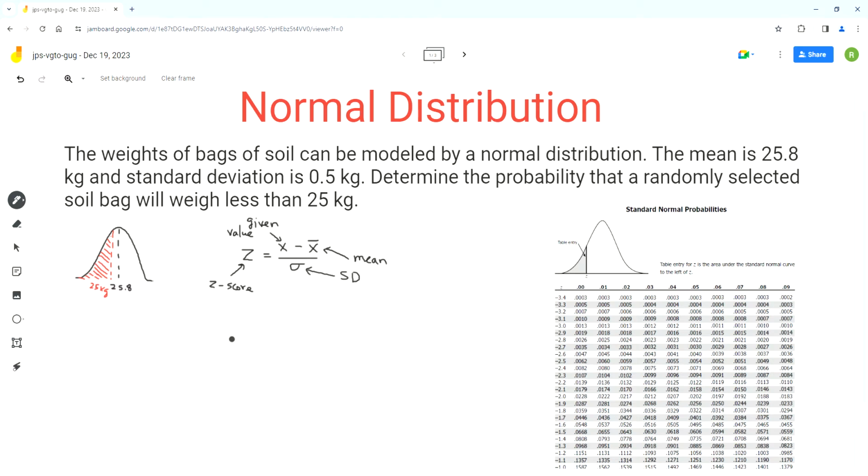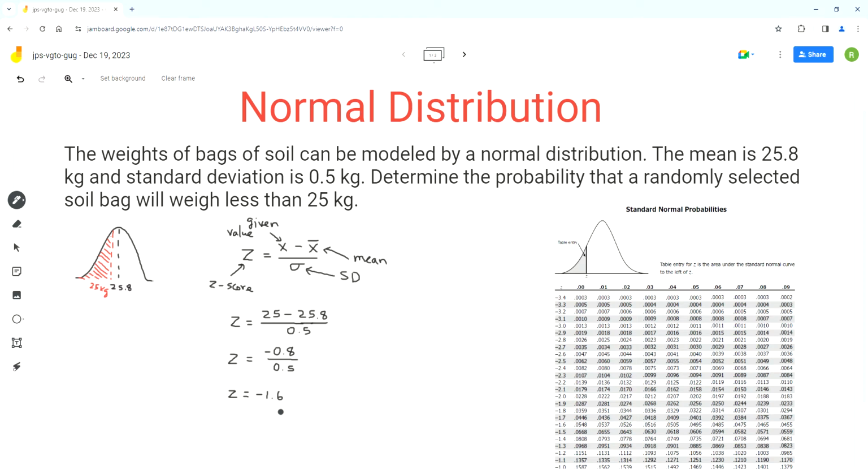And now we can sub in the values in this formula. So the given value is 25 kg minus the given mean value, 25.8, over the standard deviation, which is 0.5. Now we can simplify. So we know 25 minus 25.8 is negative 0.8 over 0.5. And now we can divide these numbers. So I get z equals negative 1.6. So this is the z-score value I got for the given value of 25 kg.